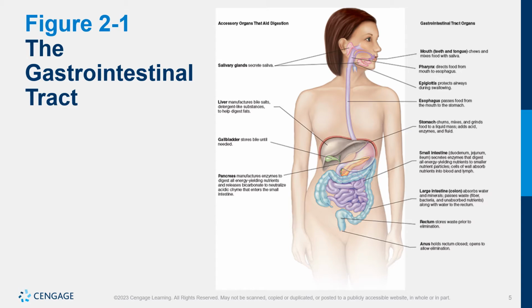Digestion begins in the mouth. Food then travels down the esophagus to the stomach, from the stomach into the small intestine, from the small intestine into the large intestine, down into the rectum, and finally waste exits the body through the anus. We'll talk in more detail about each of these. The liver and the pancreas as well as the gallbladder have vital functions in digestion.